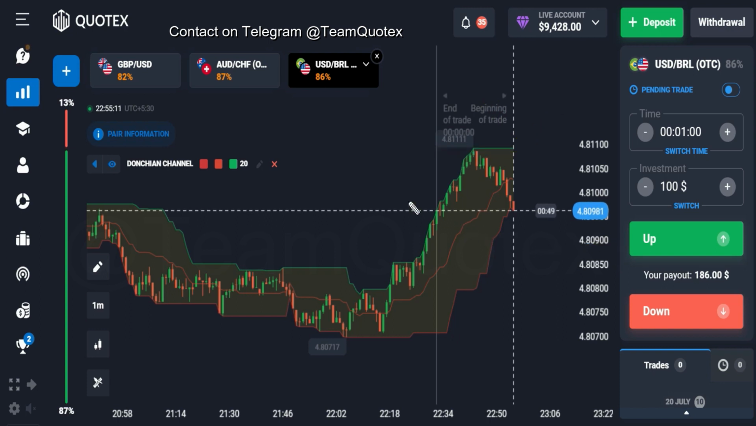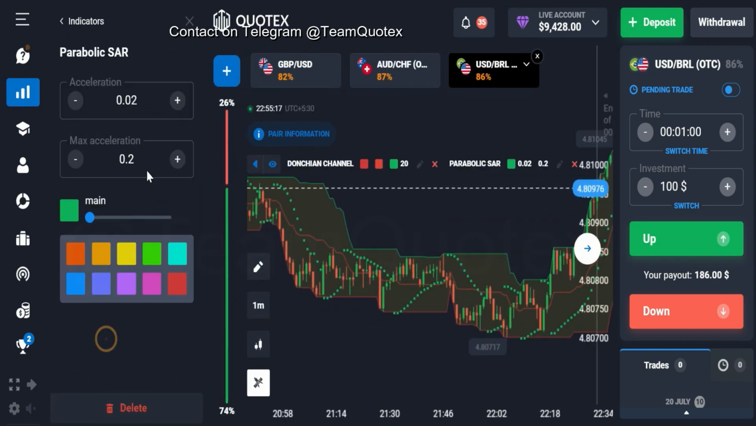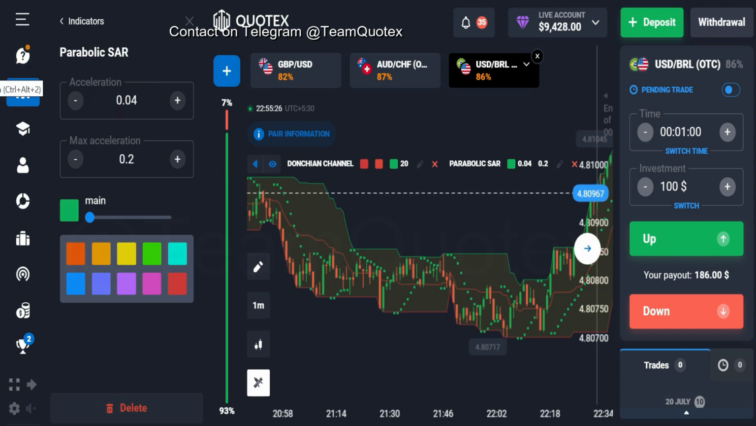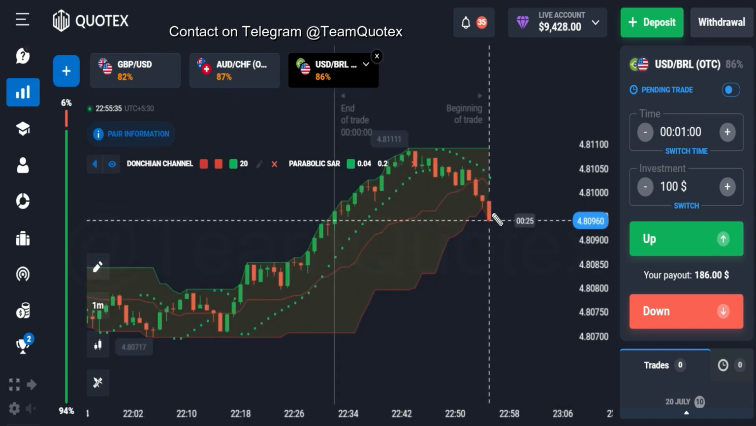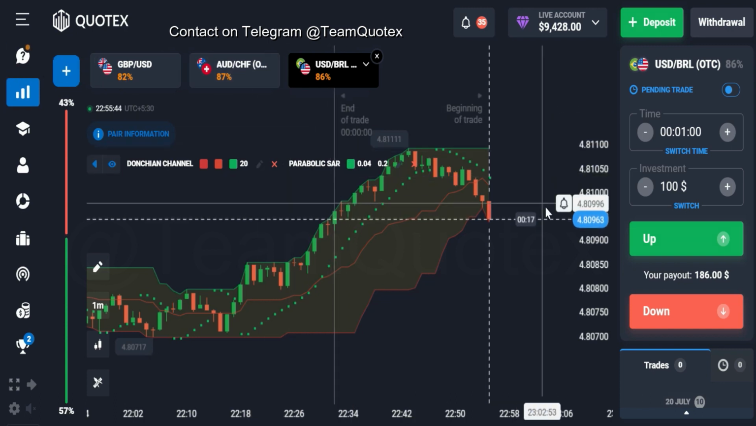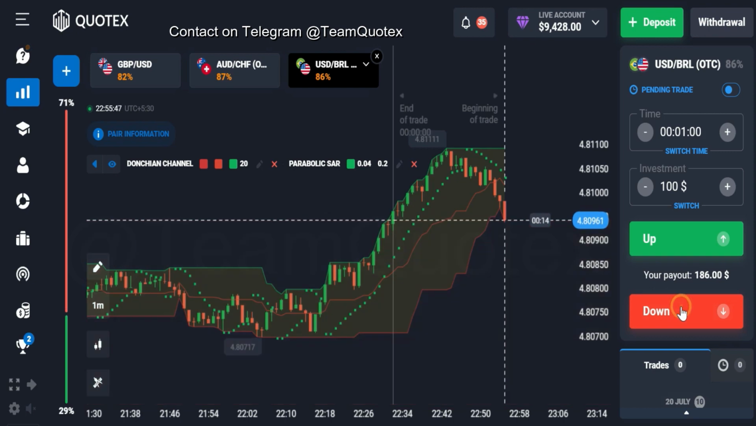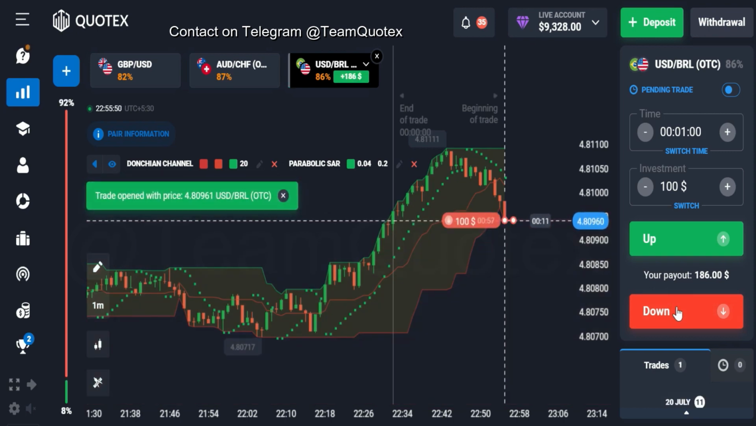Now guys, to get some sure shots, we are going to apply a parabolic, and the first value you can see is by default 0.02, but we are going to use 0.04. So now how are we going to trade? We can trade reversal, and to do reversal trading, keep in mind, here you can see this broke in downward direction, and the parabolic is supporting from up to down. That means we can trade in downward direction. I'm going to place my trade of $100 in downward direction. Let's see what will be the result of this trade.